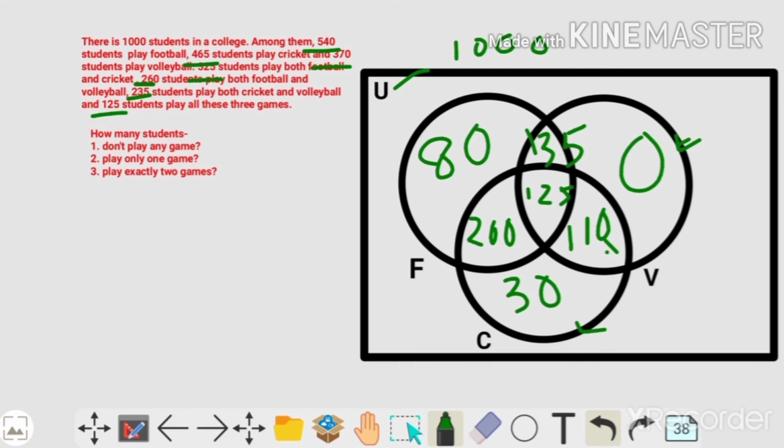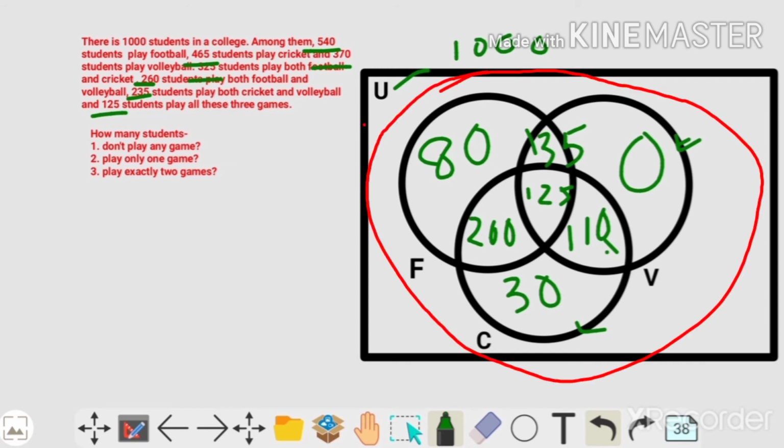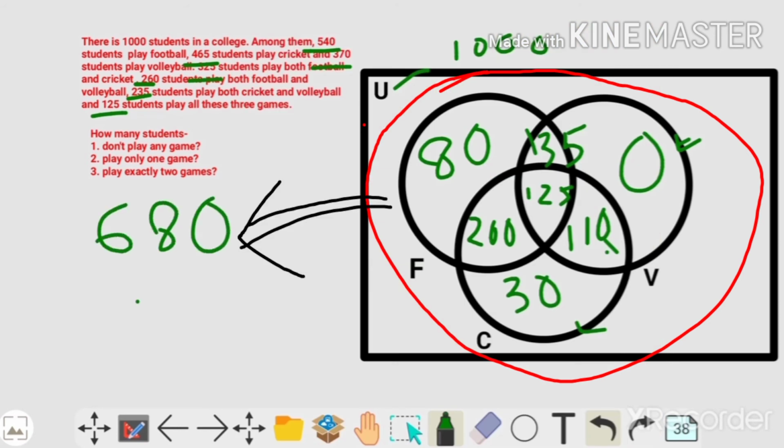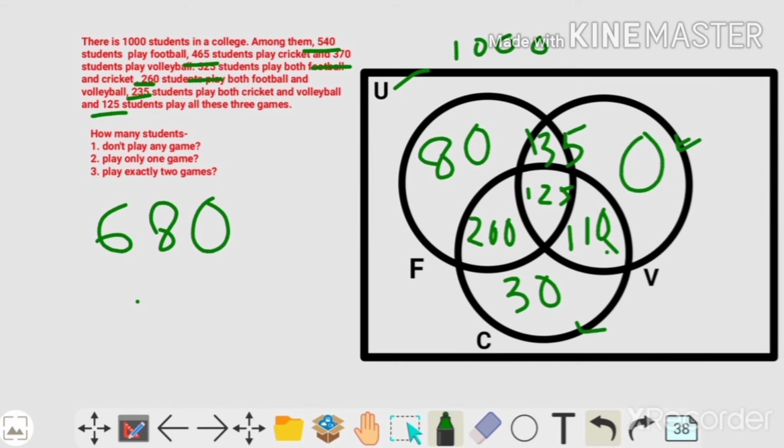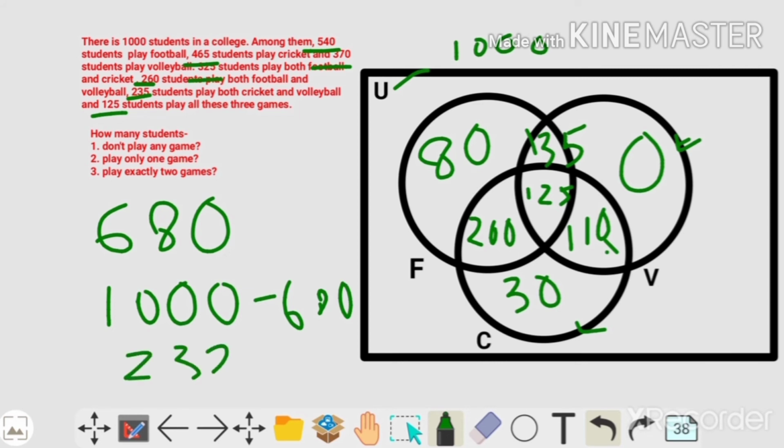Now we'll solve these three problems. The first asks how many students don't play any game. If we add all these numbers, we get the number of students who play any game, which is 680. Since the question is about students who don't play any game, I will subtract this number from 1000. So the answer will be 320. This is the first answer.